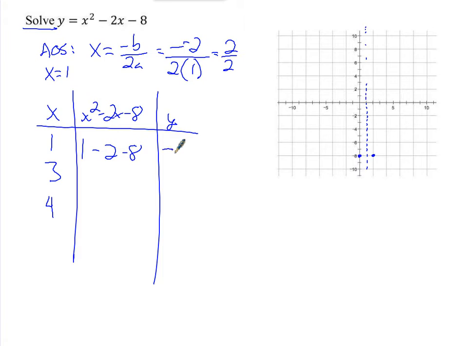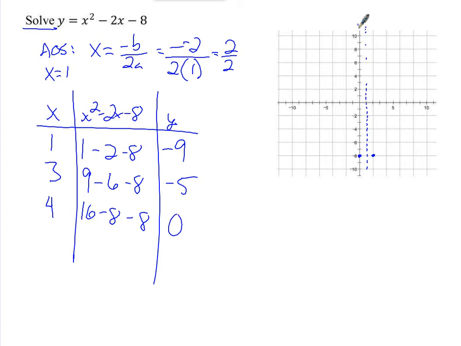Okay, negative 9. And let's plug in 3, first term. 9. Second term. Minus 6, good, and then minus 8. So 9 minus 6, 3 minus 8. Negative 5. All right. And 4. First term. Yep. Next term. Minus 8, which is 0. And on my graph, that just gets me back to my x-axis.